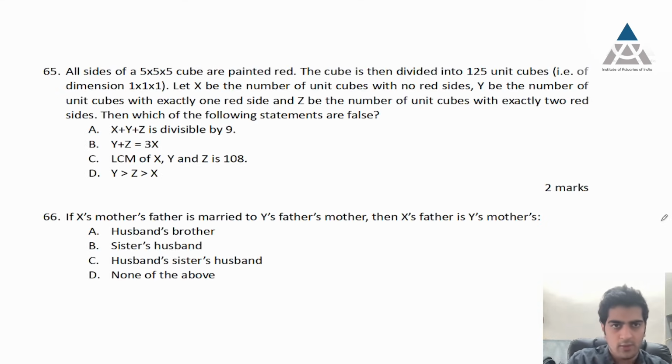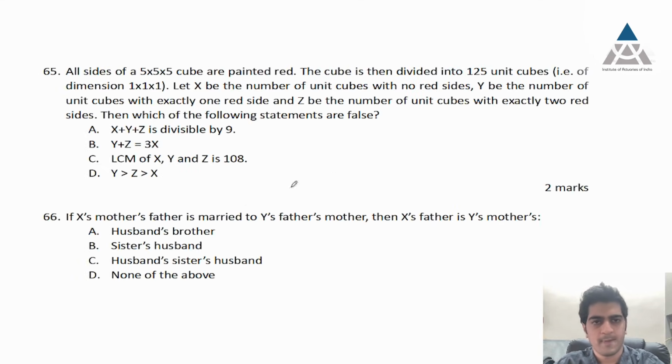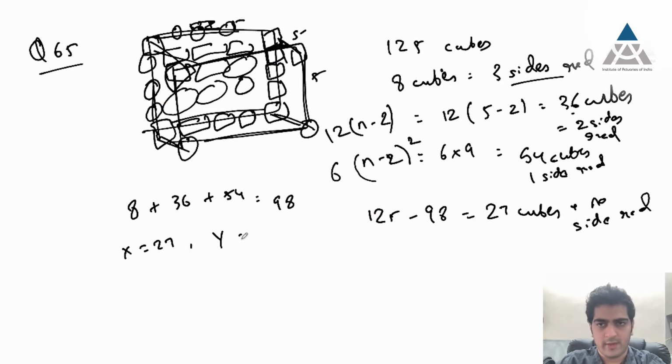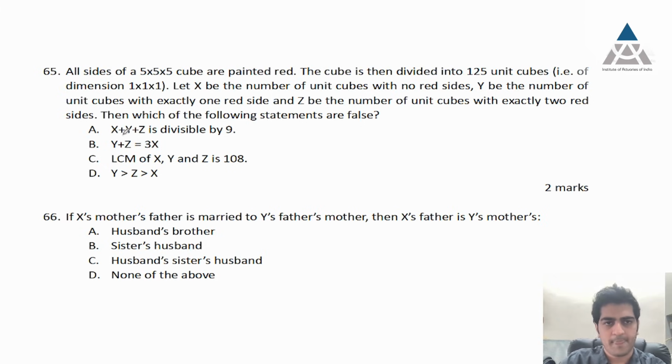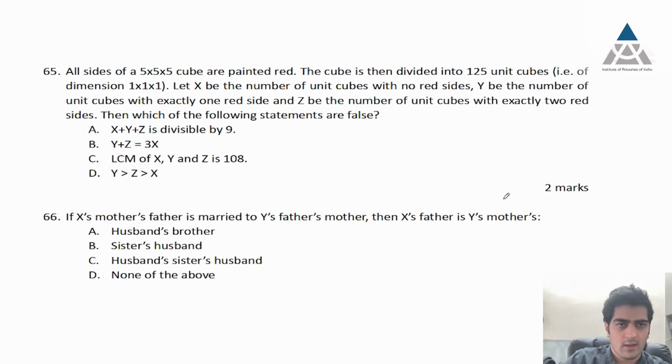Okay. So x was number of cubes with no side, right? So x is 27, we clearly see. Y is basically 54. Z is two sides, so that is 36. So your first one is x plus y plus z is divisible by 9. Now x is divisible by 9, y is divisible by 9, z is divisible by 9. So this is true. We can just check.